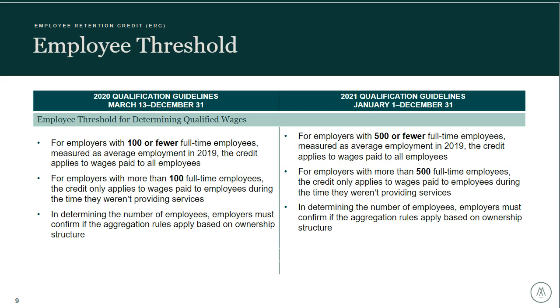That third bullet is an important note, and I won't go into too much detail because it's a complicated area, but for employers that are related to other entities, other businesses that are under common control, there are aggregation rules that apply, and so there might be multiple entities that need to be aggregated and treated as one employer for purposes of calculating your number of full-time employees.